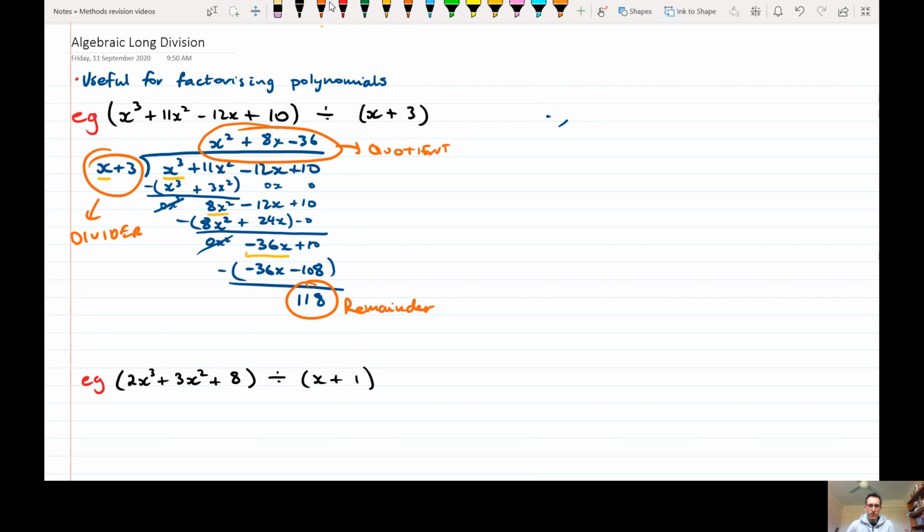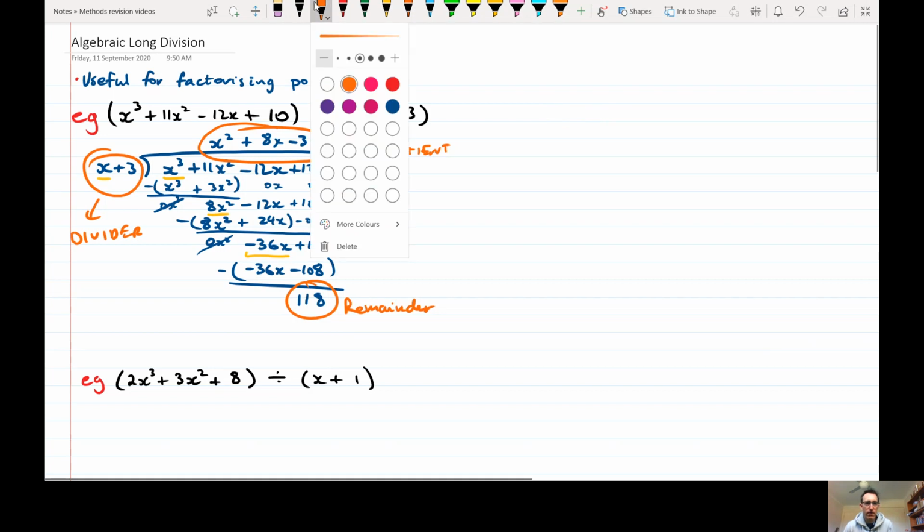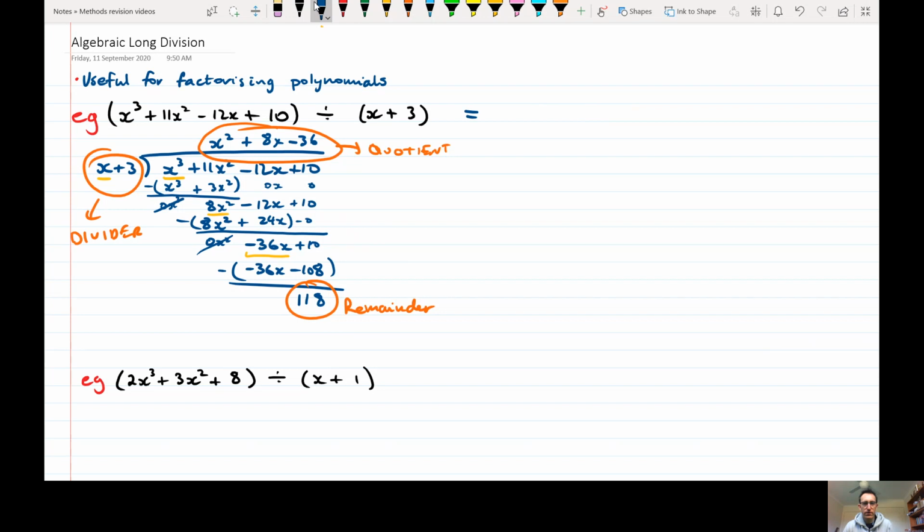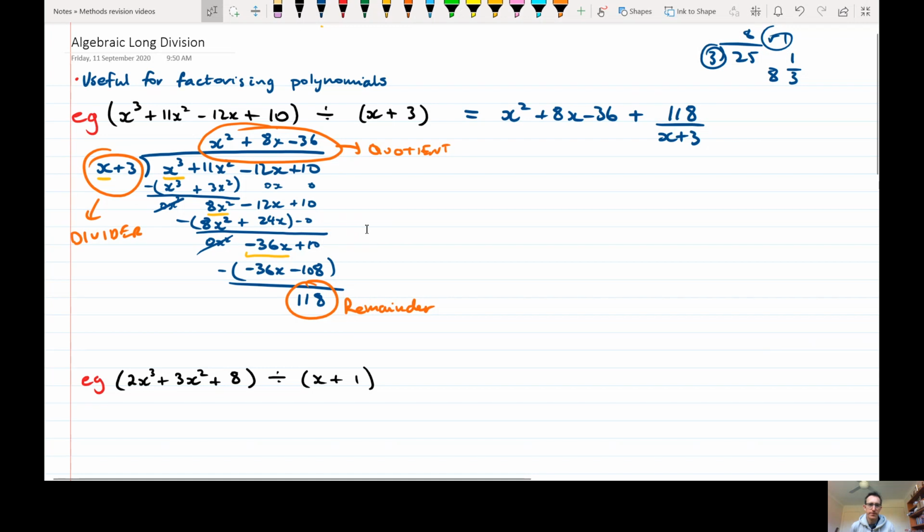All right, so if I'm trying to write the answer to this thing, I can now write that this is equal to x squared plus 8x minus 36, remainder 118. But instead of writing remainder 118, I can now write also plus 118 over x plus 3. Just like if you had 25 divided by 3, that's 8 remainder 1. You could also write 8 with the remainder of 1 over the divider of 3. So the remainder 118 over divider x plus 3.